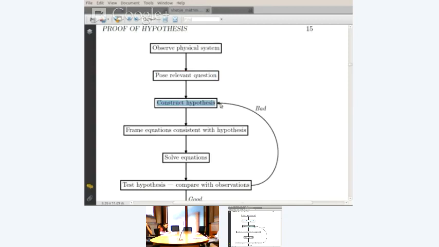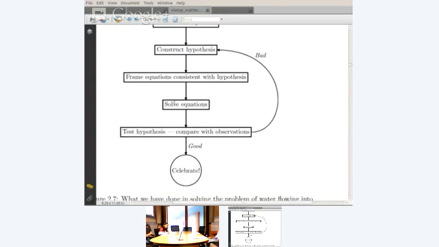We construct a hypothesis. Part of it is already done for us, in the sense that the equations are already fairly well established, and there's no reason to believe that they don't hold, that we need to add something to those equations. So that's not something we're going to worry about in this course. We have equations that are consistent with the hypothesis, based on conservation of mass and momentum and maybe thermodynamics. We solve these equations and then compare with the observations. That's it. If it's good, we are done.